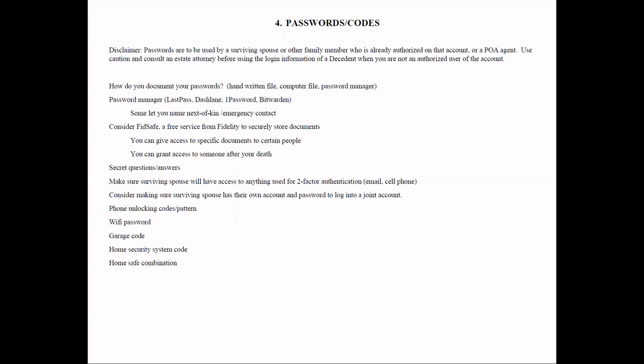Make sure your surviving spouse, for example with your Vanguard or your Fidelity account, can access the joint accounts, but you can also make sure that your spouse has their own login to a lot of the accounts. You could have a whole separate login where they have their own set of passwords, and that way they don't have to use yours. That's just one option. There are other household passwords: Wi-Fi password, garage code, home security code, home safe combination, and it's up to you how you want to handle that. But these are all just things to think about.